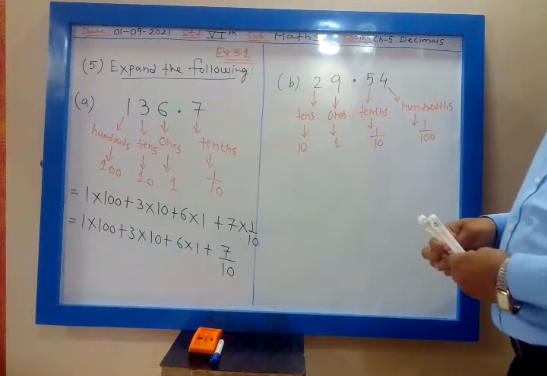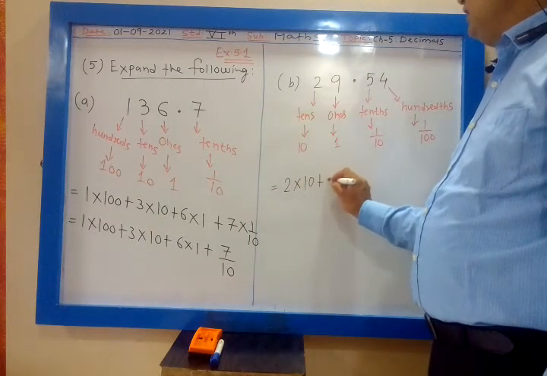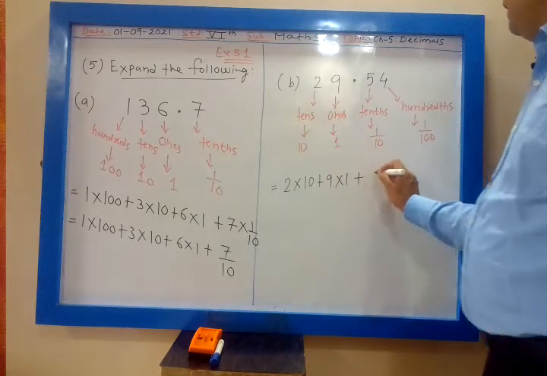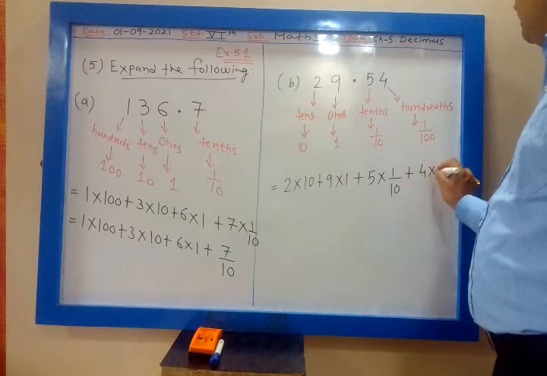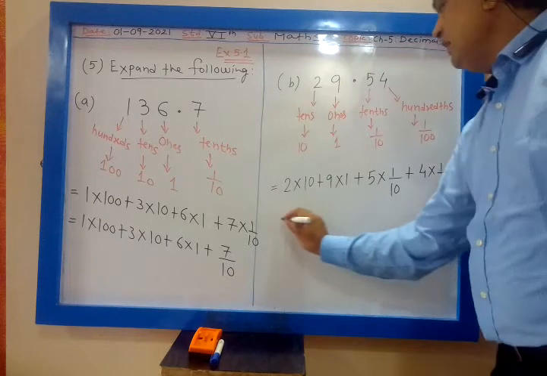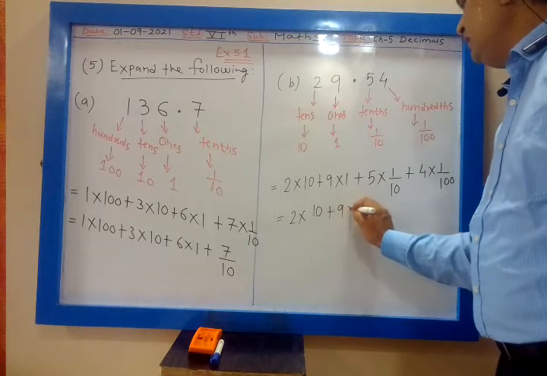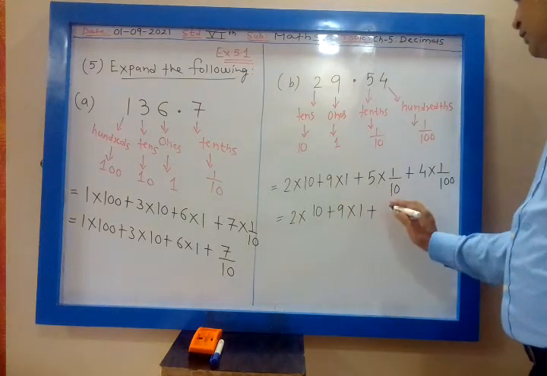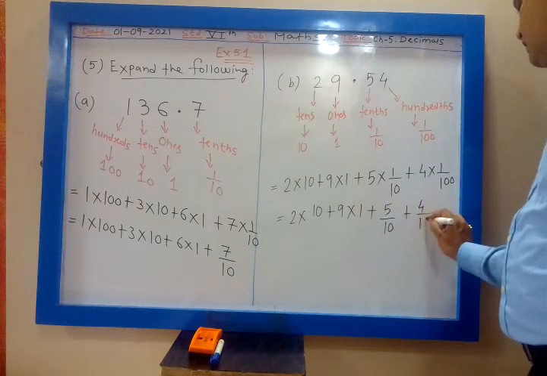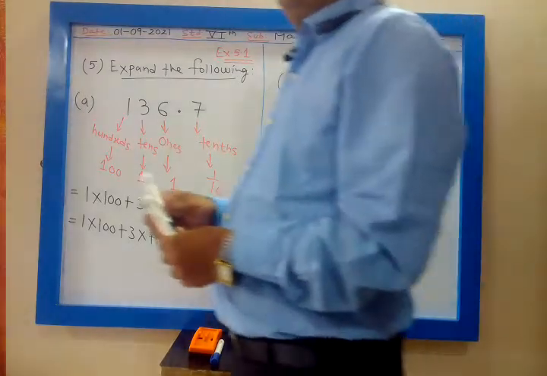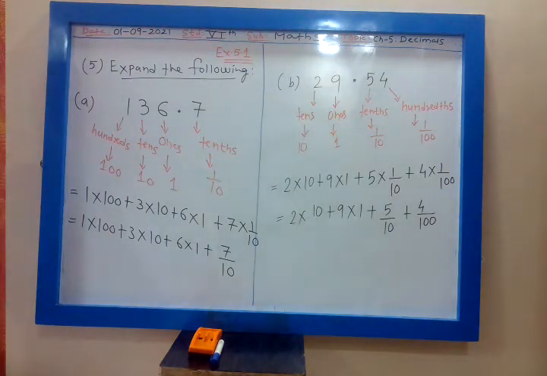So let us write this. Multiply each digit by its place value. So 2 into 10 plus 9 into 1 plus 5 into 1 by 10, which will be 5 upon 10, plus 4 into 1 by 100, which is 4 upon 100. Okay. So this is the expanded form.